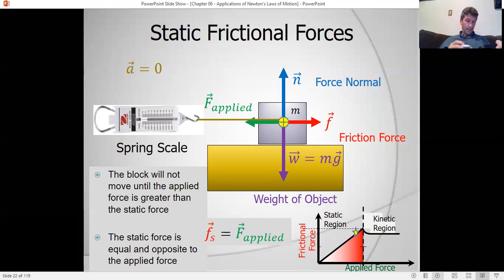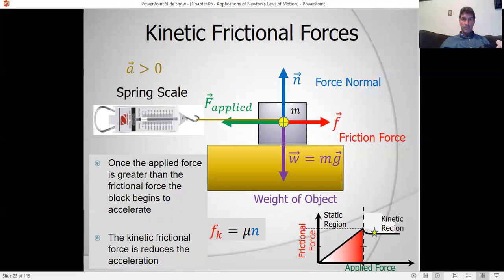Now, finally, if I apply enough force that I exceed this value right here, I'm now over here, my applied force is greater than my frictional force. I'm going to have a net force greater than zero, okay? I'm going to have acceleration. My acceleration is going to be greater than zero, and the block is going to start moving, all right?